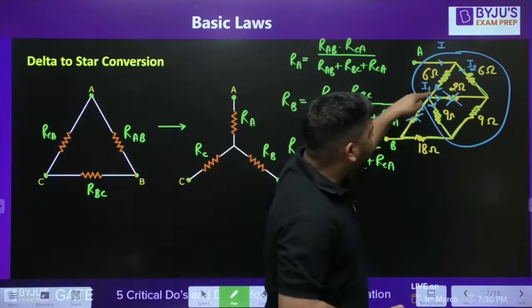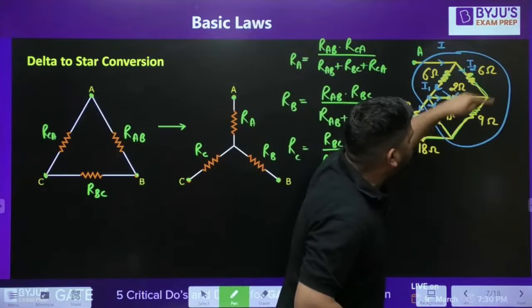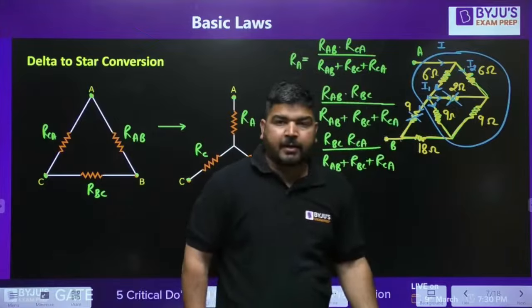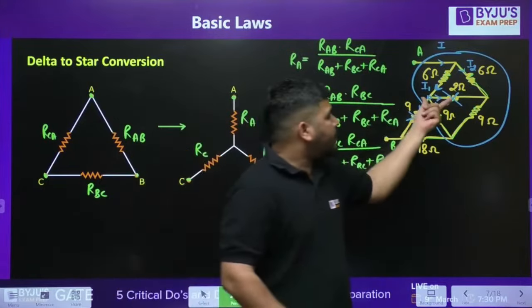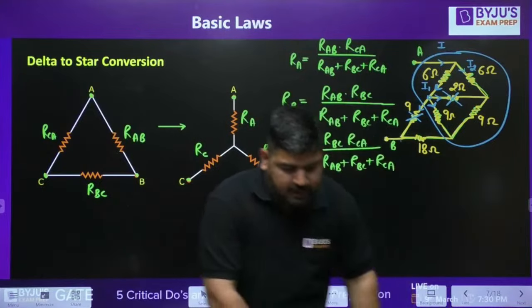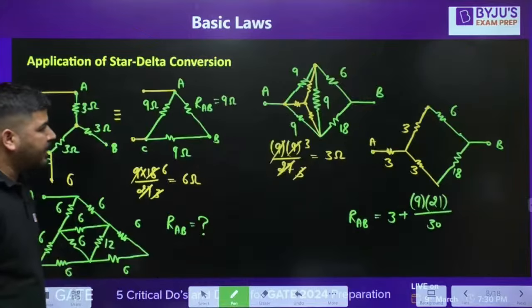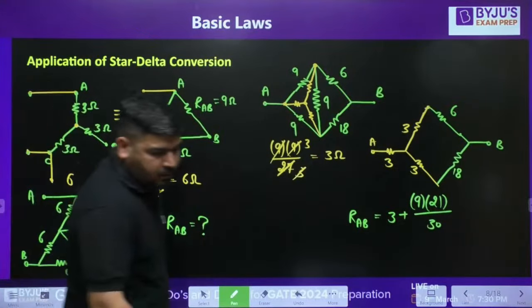Whenever you have this type of connection, at the bridging point, not only 2 ohm is connected, there is one more resistance connected. Then you can't apply the balanced bridge condition. I hope it is clear. Please be careful about this situation. Now, please try to solve this question.